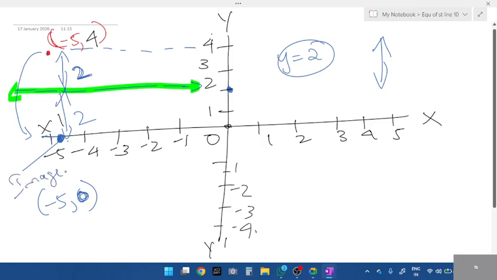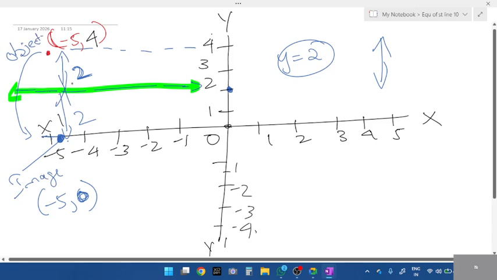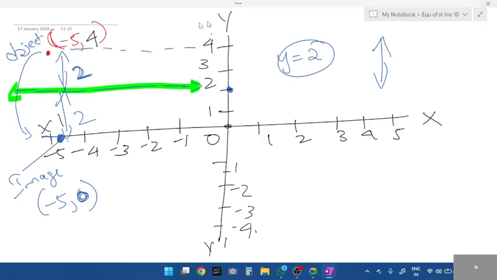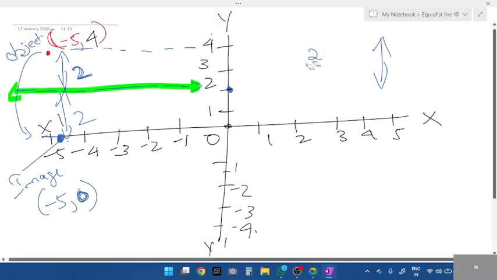This is the reflected image, and this one is the object. So the distance is same. If the mirror is horizontally placed, reflection will be vertical. So 2 and 2. Therefore, if you minus 2, it lies somewhere on the origin. You get minus 5 comma 0. Looking at the graph, we can understand this. But what if the graph is not given?